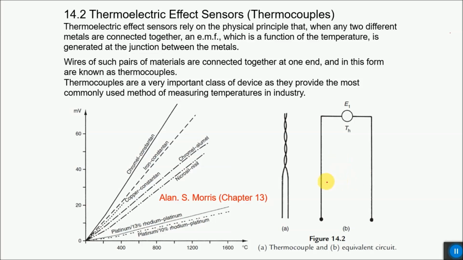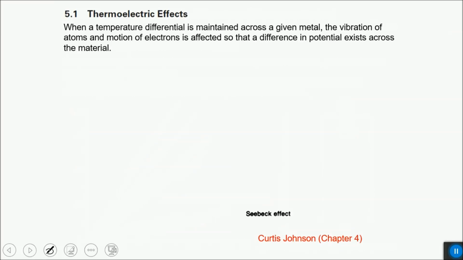and this is the basic block diagram of a thermocouple, where the ends of these two metal wires are joined together, and this is the equivalent circuit where the temperature at the junction produces an EMF E1 across those two open ends. So what is a thermoelectric effect and how is it produced?